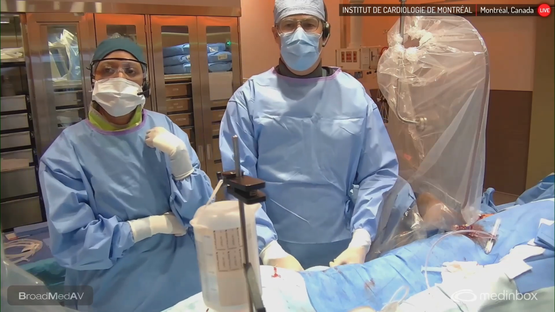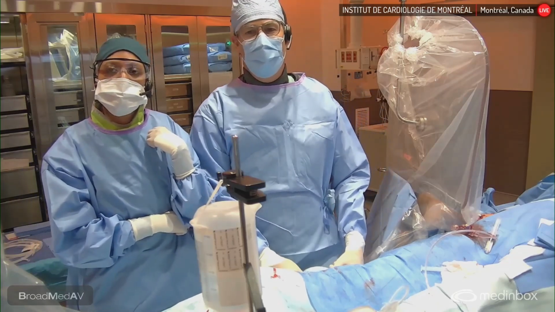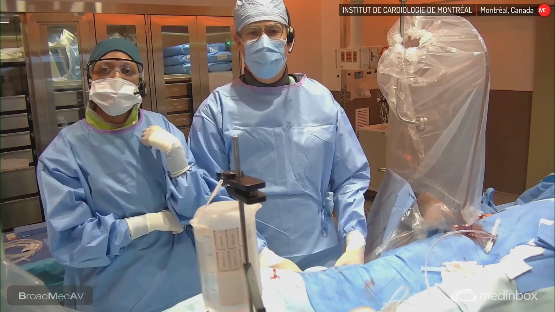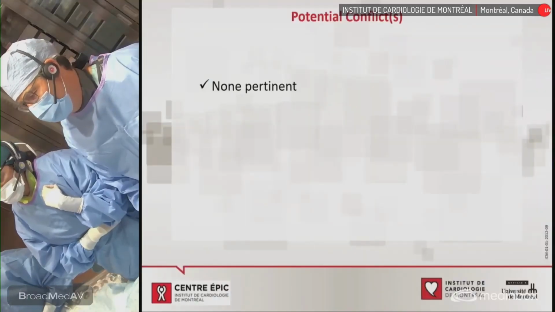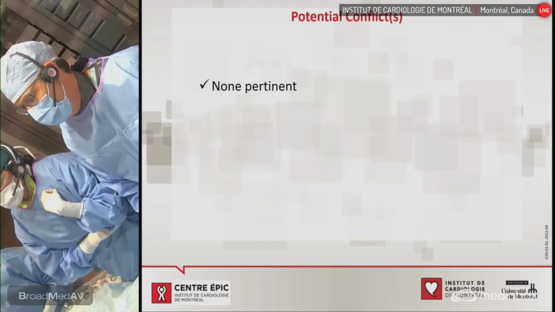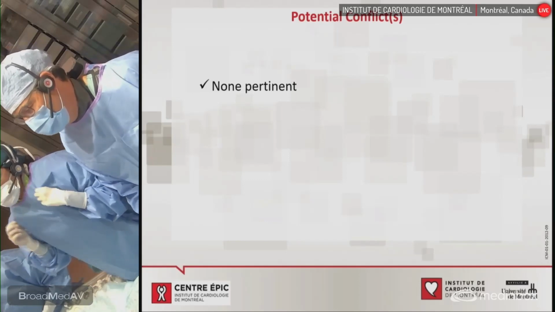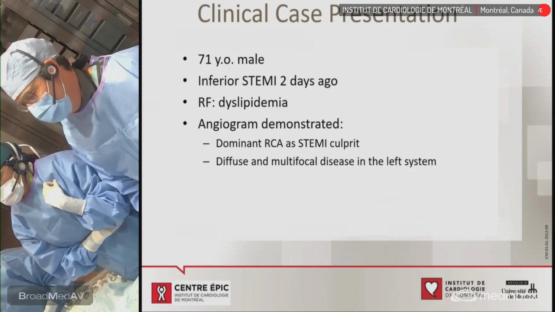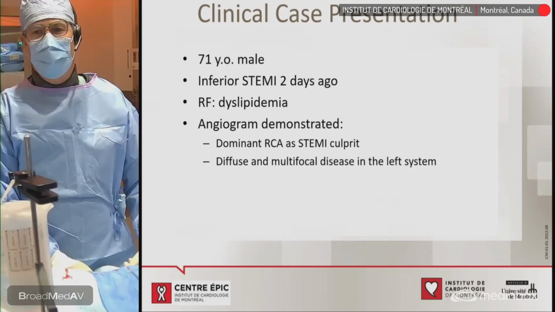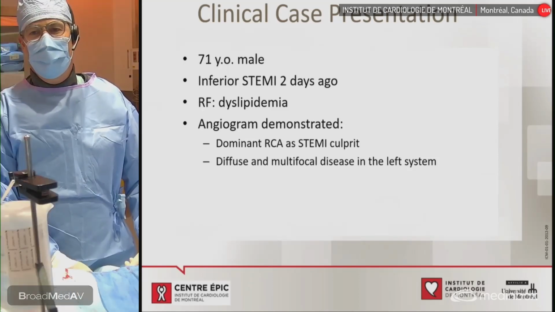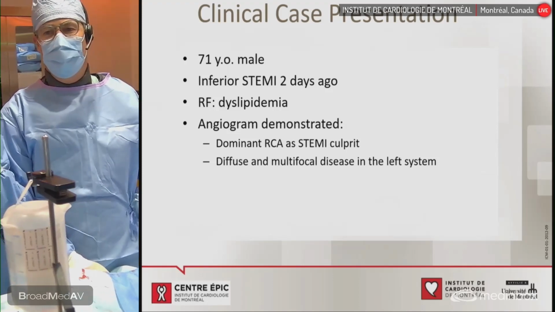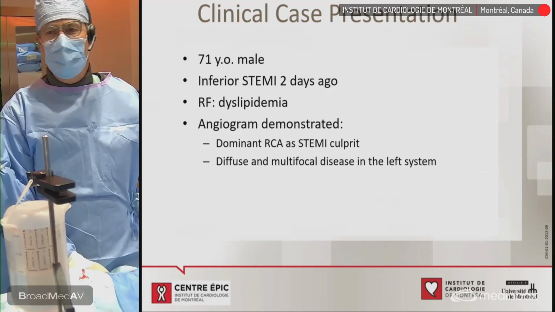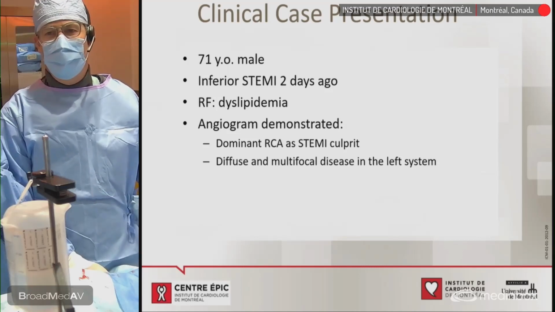So we have a gentleman here who came 2 days ago with STEMI of the inferior wall. The patient had a totally occluded right coronary artery. We have no conflicts for this patient. The patient had a history of mild dyslipidemia. Angiogram demonstrated an occluded RCA, which was the culprit of the STEMI, and diffuse multifocal disease and calcified lesions in the left system.